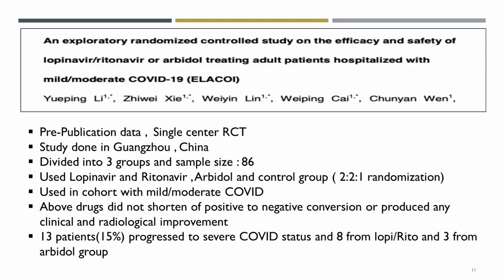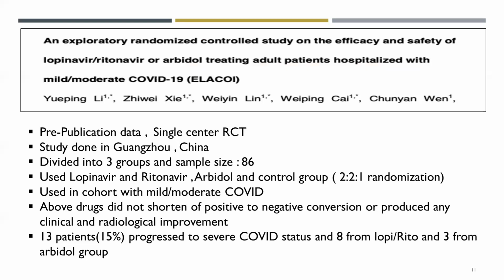Now we come to another RCT. This is called the Eloquoid trial, which is an RCT from China. So what they have done is they have divided the groups into 3. One group received Lopinavir Ritonavir, one group received the hemagglutinin inhibitor like Arbidol, and one is a control group. And the randomization is 2:2:1. However, they used it only in mild or moderate COVID patients.